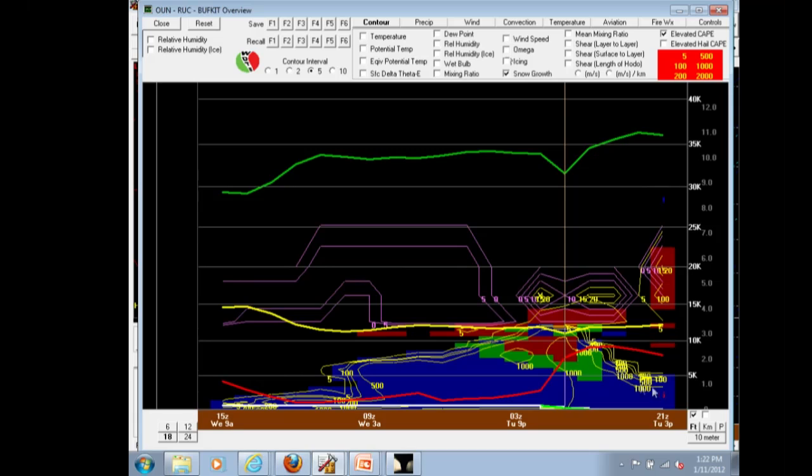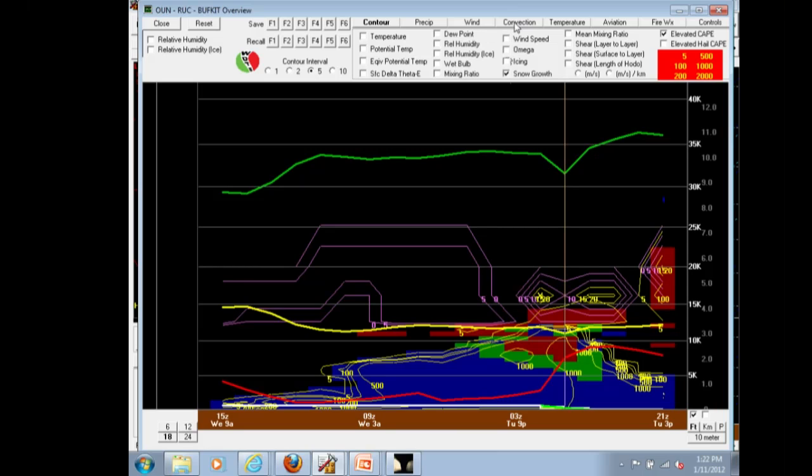Look at this. Here's the elevated CAPE, contours of it. So every parcel launched below, within this region, has a lot of elevated CAPE, whether it's launched from the surface or at near 8,000 feet, 10,000 feet. It's the same CAPE. It's probably because the LCL is so high. The moisture is mixed all the way through there. It's all the same. But notice the CIN is red.